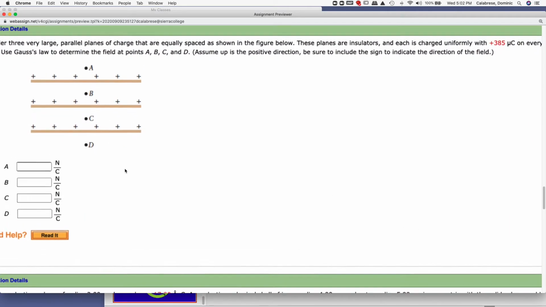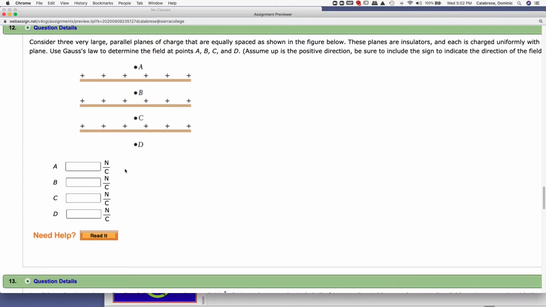So let me look at problem 12. Is that bigger? I think better? I'll describe it. Again, on my computer, it's easier to see, and I'm not sure why. I have 3 planes. They're positively charged. And I want to calculate the electric field in regions A, B, C, and D.